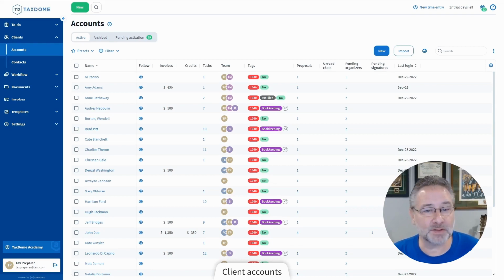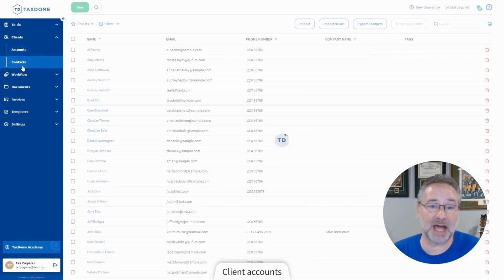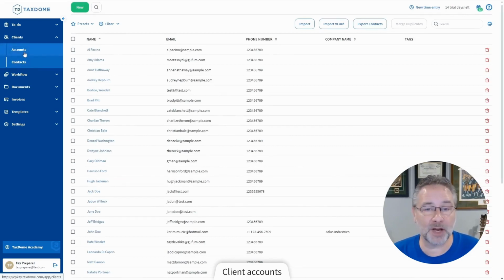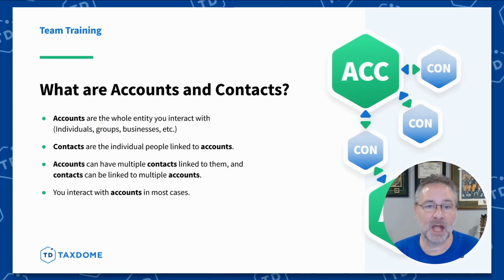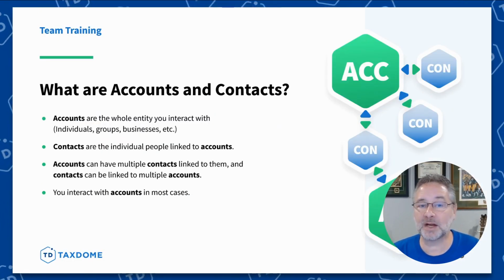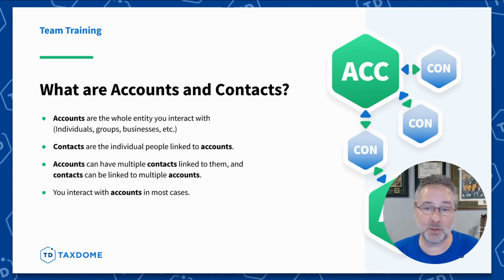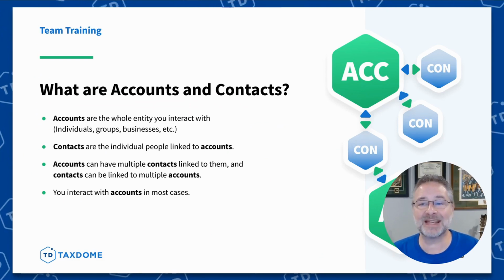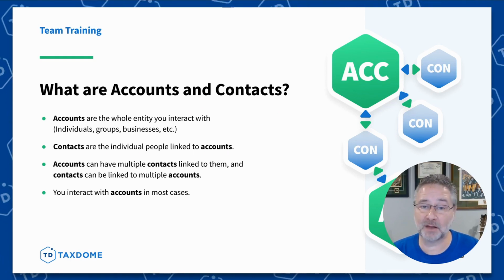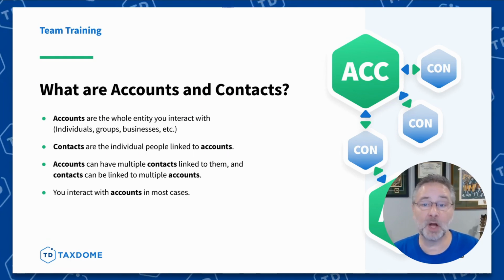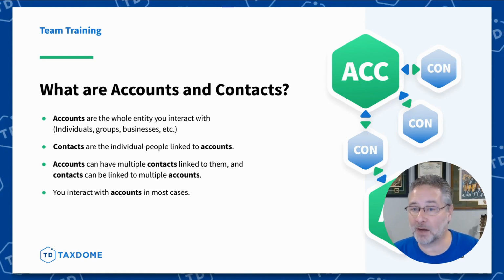So let's quickly clarify something right away, since it's always one of the first questions we see. What are accounts and what are contacts? You'll notice that the clients list is split into two tabs, and that's because we differentiate those two types. Let's take a look at this slide to clear up the difference. Accounts can be either a business or an individual. They are the entities you will work for and bill. Contacts, on the other hand, are the individual people who will be linked to those accounts.